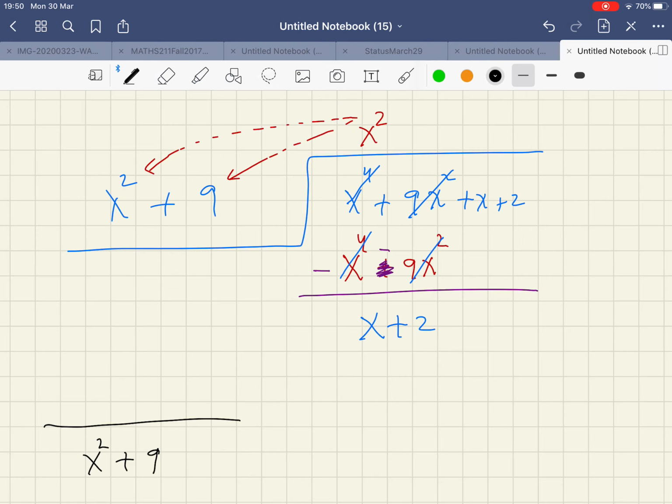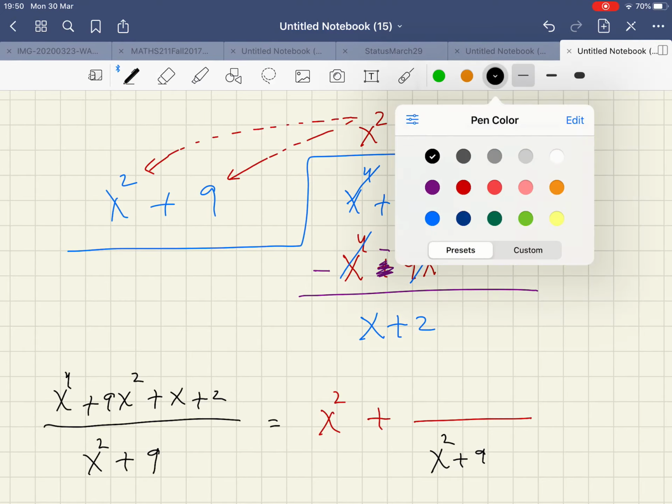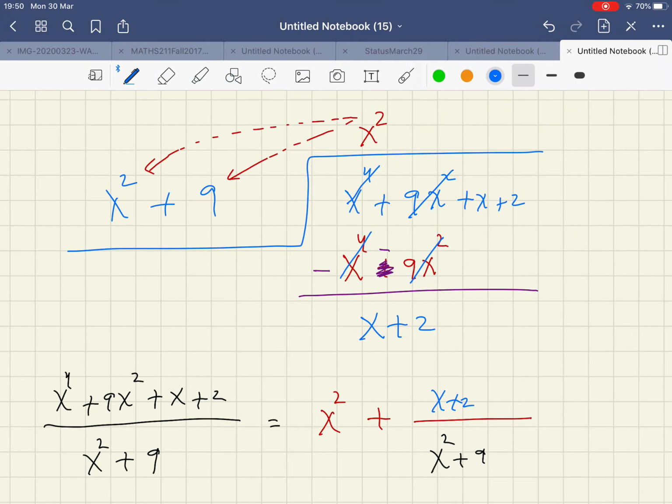x squared plus 9, x to the 4th, 9x squared, x plus 2. And the answer will be, you write the quotient, which is x squared, plus, over x squared plus 9. And here you write the remainder. Remember, this is the remainder.